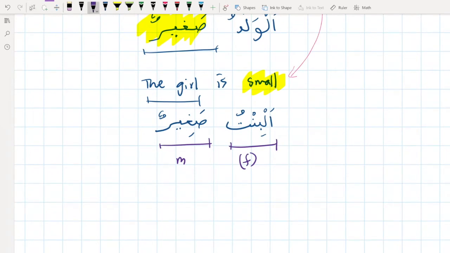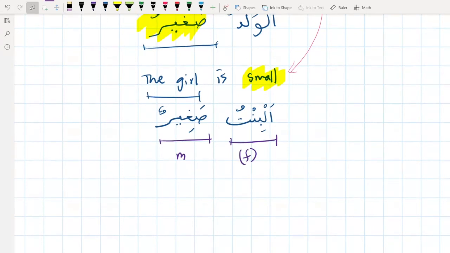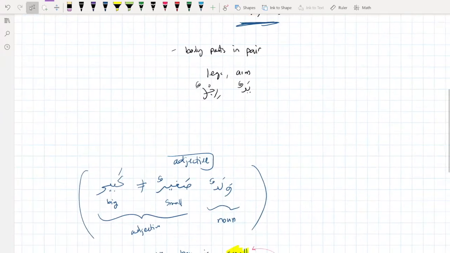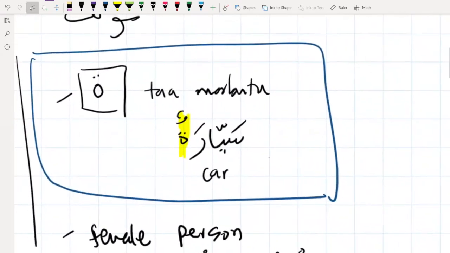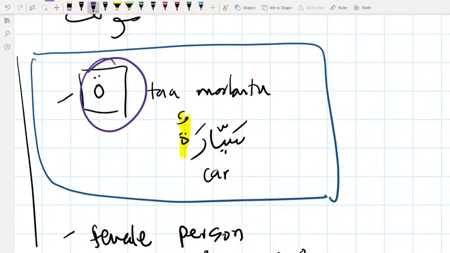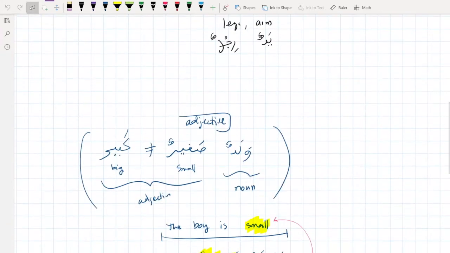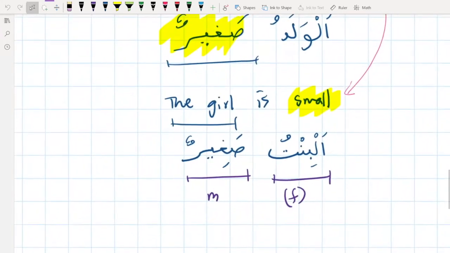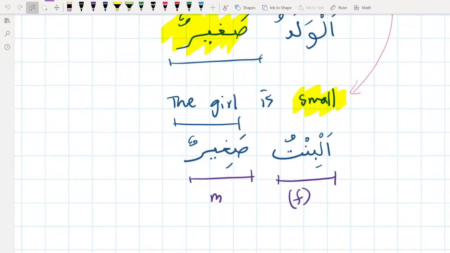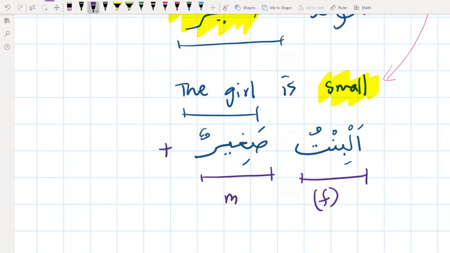It is pretty simple actually. The way to make this work is extremely simple, and it goes back to what we talked about, the tamarbuta. This tamarbuta is pretty powerful and very useful. It does a few things. If a noun has a tamarbuta, we understand that it is feminine. But we can use the same concept to make an adjective into a feminine word. All I have to do is add a tamarbuta here in this part.